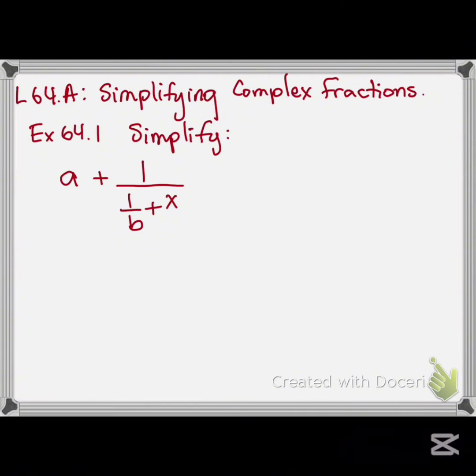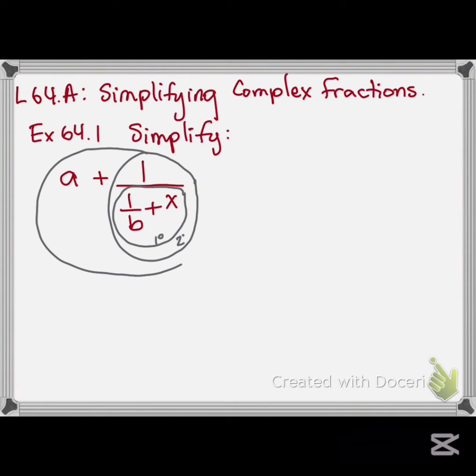So what we're going to do is work like an onion. We're going to go layer by layer. So the first thing we're going to do is that one. So I'll put here a 1. Then we'll do the division in the fraction. So that's the second step. And then we're going to include the a, which is another addition. So let's start with step number 1.